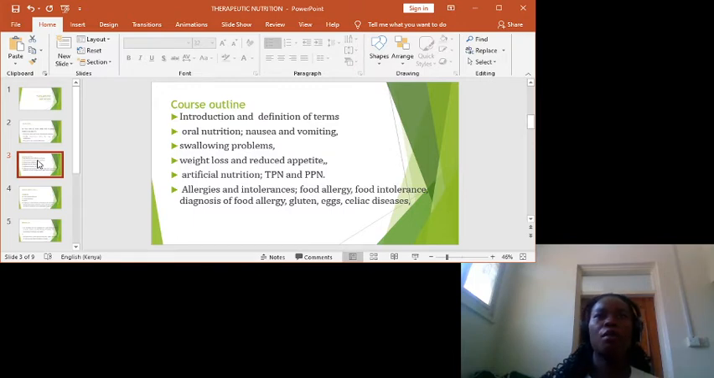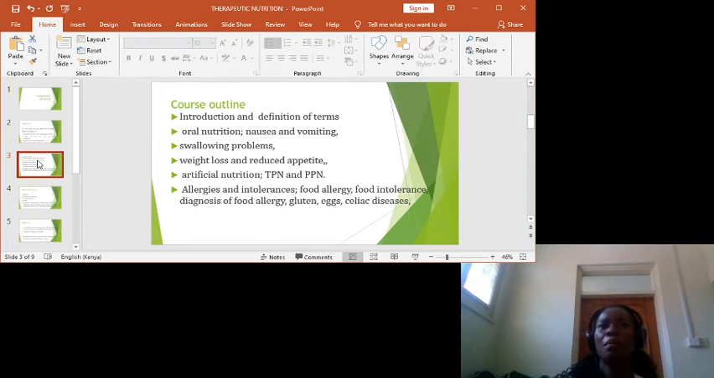I'm going to cover with you the course outline. It's basically something that we have done. We are just going to go through the introduction and definition of terms, and then go through the common diseases that we are going to meet clients with, and look at the therapeutic management. These include diseases of the GIT. GIT we have from the mouth up to down.